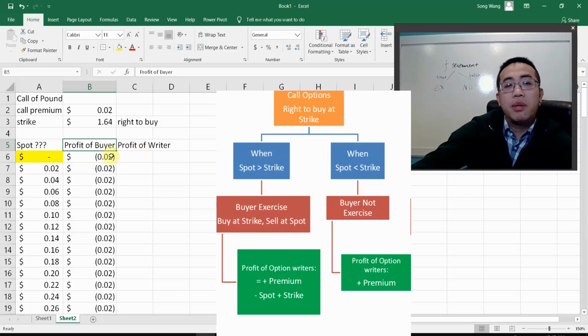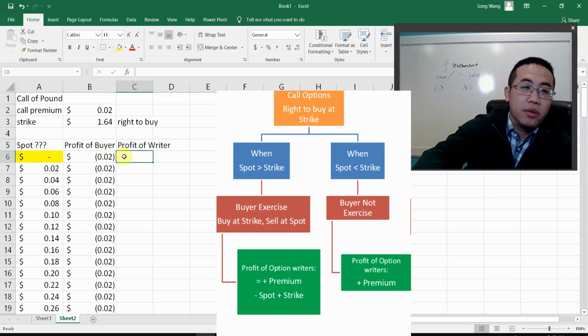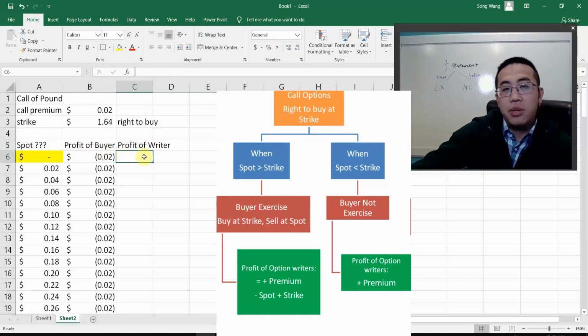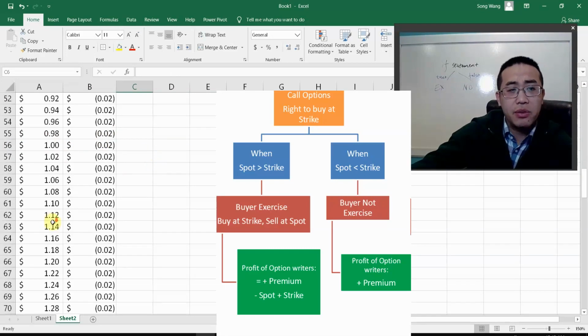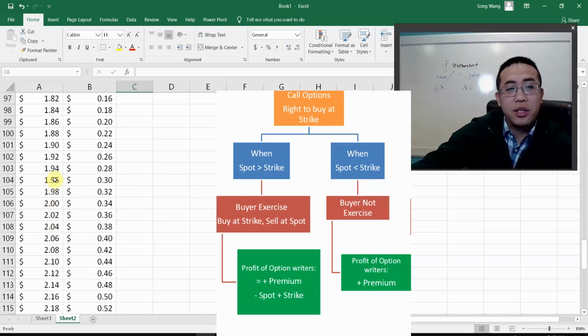So when the option buyer does not exercise it, what happens to the option writer? Ha ha ha, they're laughing because they are making money. When the option buyer does not exercise it, they just walk home with the premium collected from the buyer. So if the spot rate is 0, then the option writer would make 0.02 here. But what about if the spot rate is pretty high? It is 1.96, and the option buyer makes a profit of 0.30, then the option writer would suffer a loss of 0.30. So that's how the game is played.